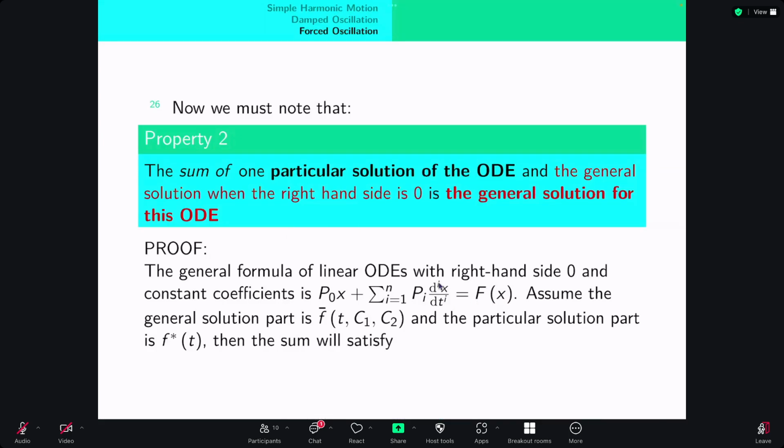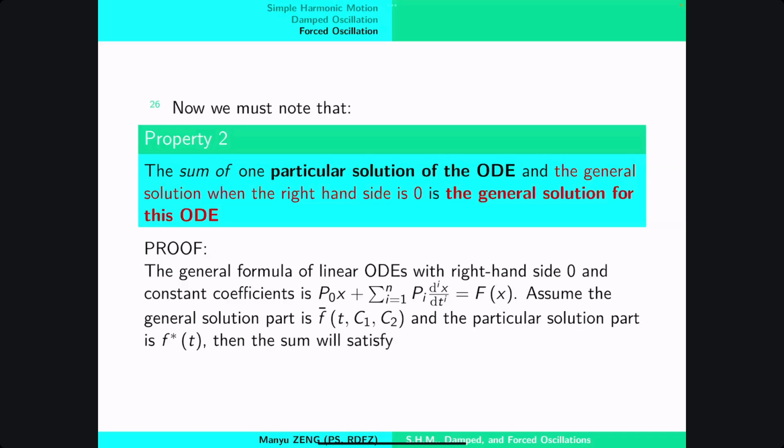I didn't manage to change that, but do understand that because the typing, I just copied it from the last time. So assume the general solution part, as mentioned before, the thin red part on the property 2 block, the general solution when the right hand side is zero. So we assume that it's f bar, so it consists of t, c1, c2, because the general solution always gets two arbitrary constants.